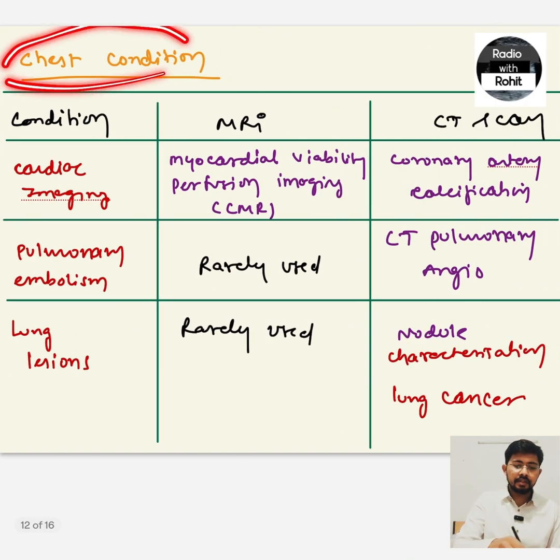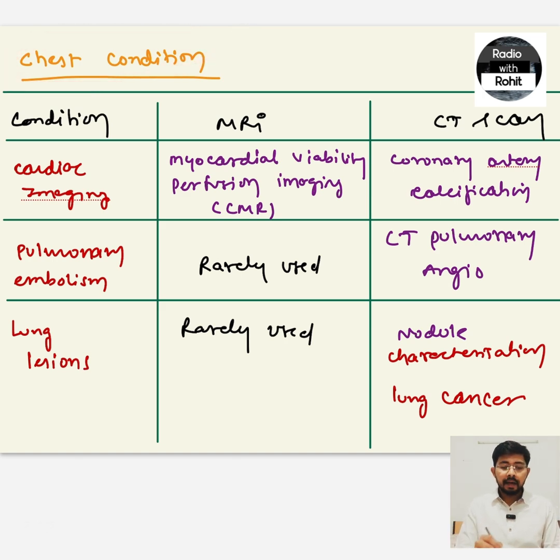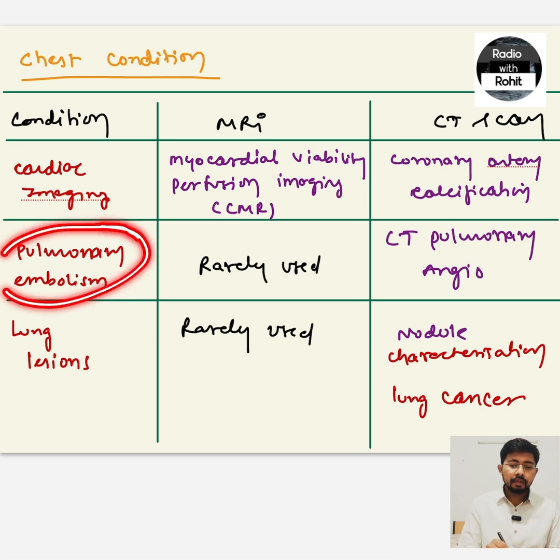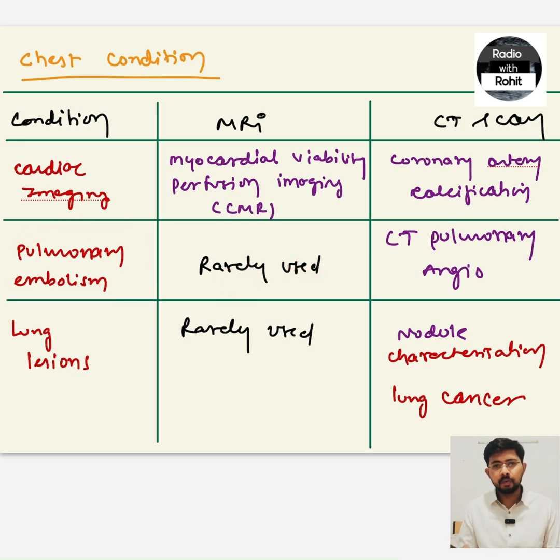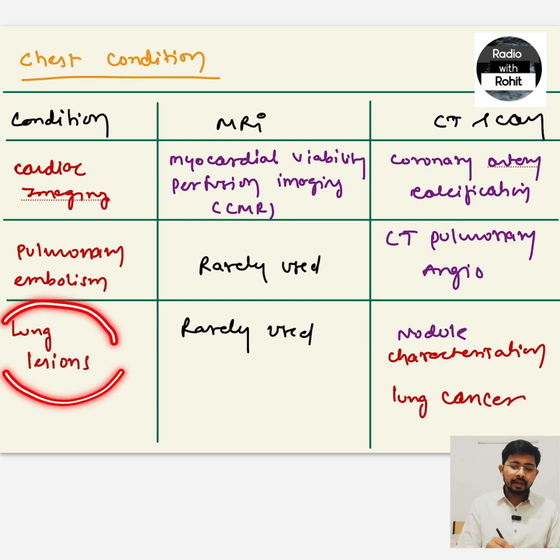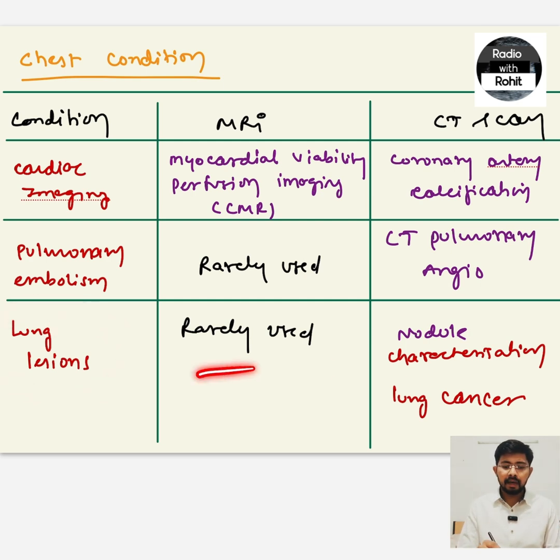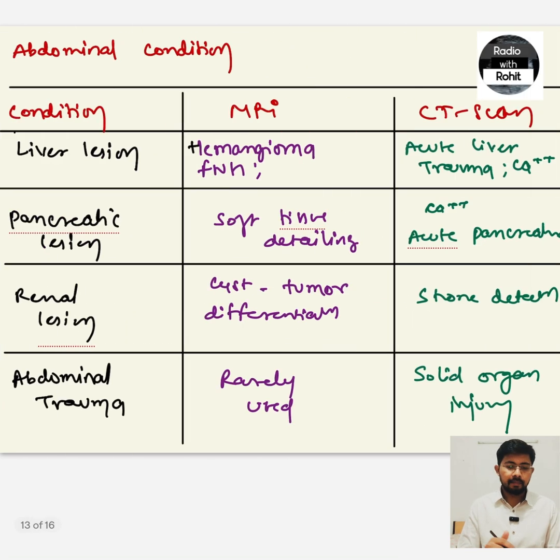Next one is our chest condition. In chest conditions, there is cardiac imaging. For cardiac imaging, for the viability of the cardiac tissues and the perfusion of the cardiac tissue, we will prefer the MRI. But for coronary artery calcification detection, CT scan is the better modality. In pulmonary embolism, MRI is rarely used or has no significant role, while the gold standard is CT pulmonary angio. For lung lesions, because of the artifacts and all, MRI has a limited role, while for nodule or characterization of lung cancer, we prefer the HRCT chest.